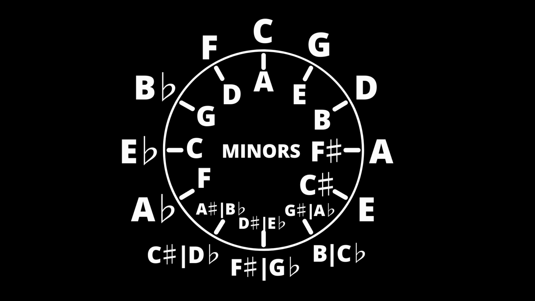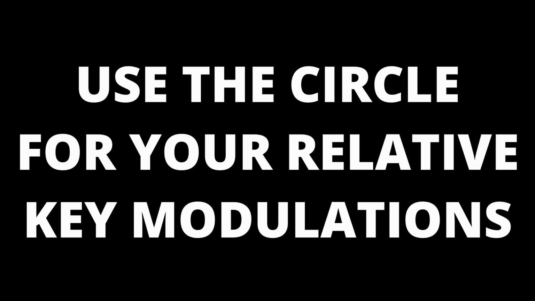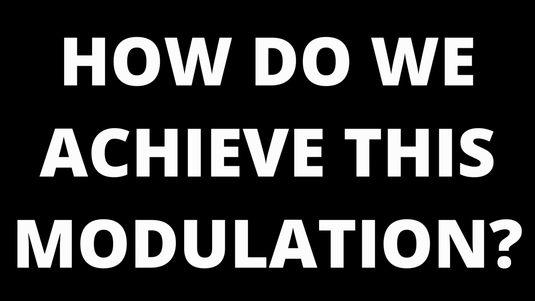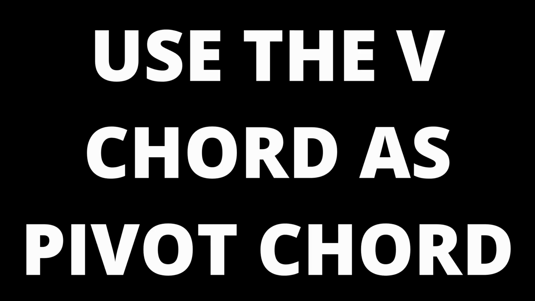We know that A minor is the relative minor key of C major and vice versa, and the circle confirms this. It also shows you the relative keys of any key. This is extremely useful to refer to when thinking about a relative modulation for your song. We found our relative keys, so how can we achieve a relative modulation? The easiest way to achieve this is by using the 5 chord as the transition chord.